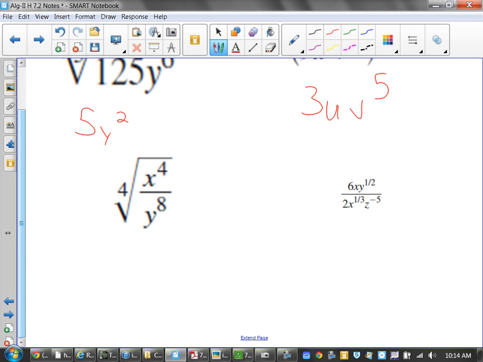Fourth root of x to the 4th, y to the 8th. You're going to find out the nth root ones are a lot faster. How many times does 4 go into 4? 1. Any left over? No. 4 goes into 8 how many times? You get rid of the 3 with 2.